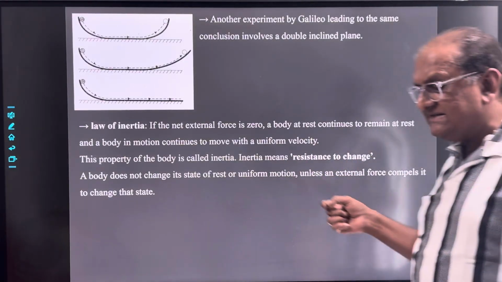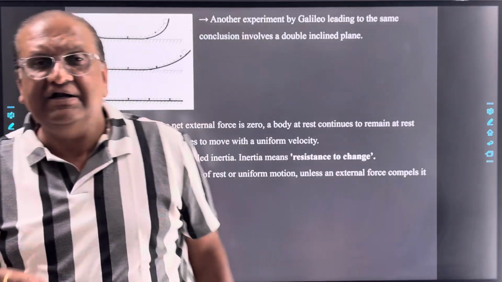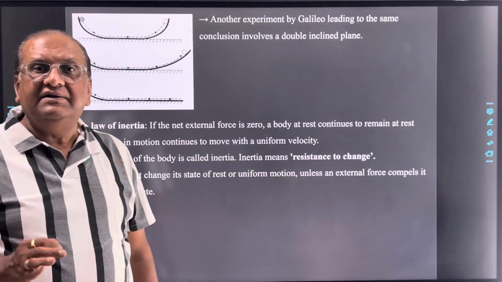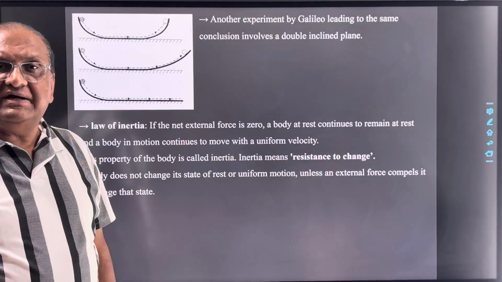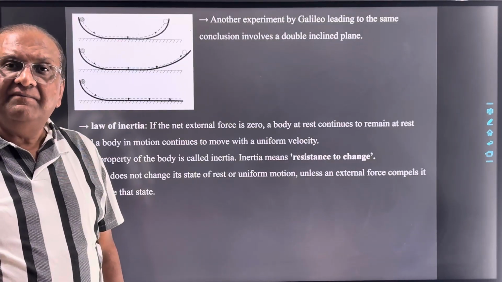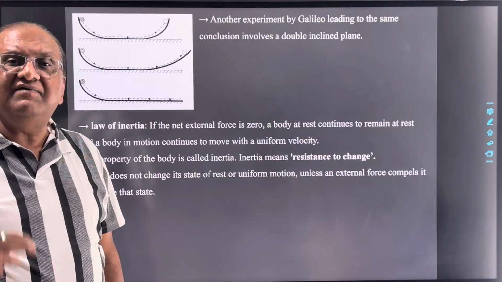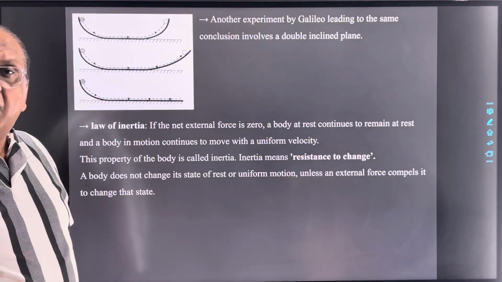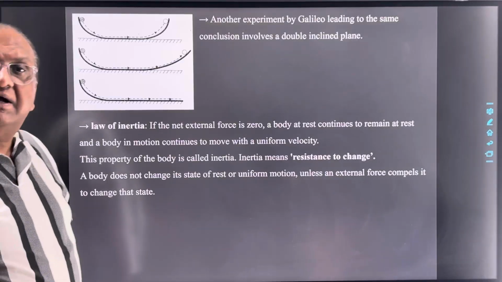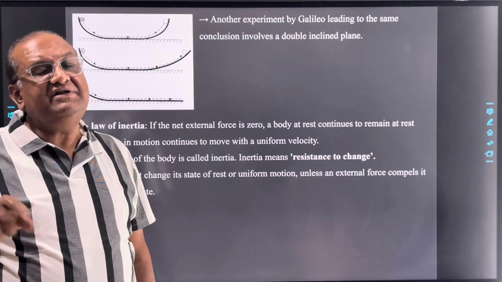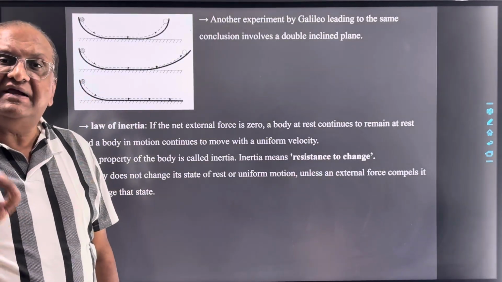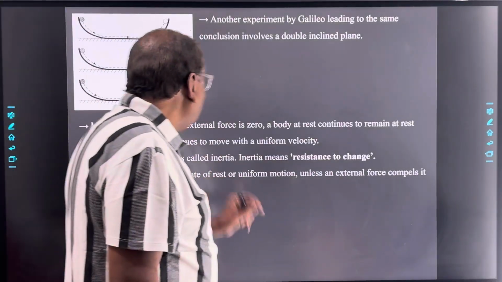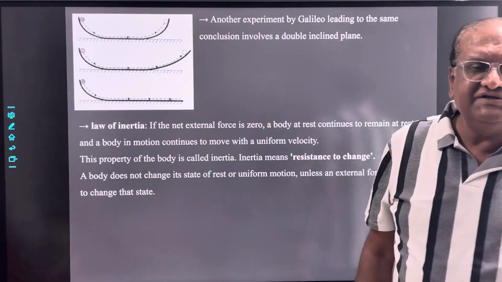The law of inertia says this thing: if the net external force acting on the body is zero, then a stationary object remains stationary, or we can say a steady object remains steady, and the body which is in motion continues its motion with uniform velocity, or we can say with constant velocity, right? And this is known as the law of inertia, right?